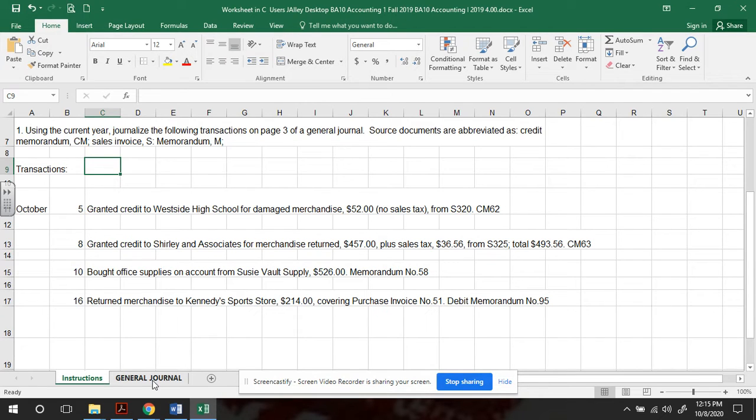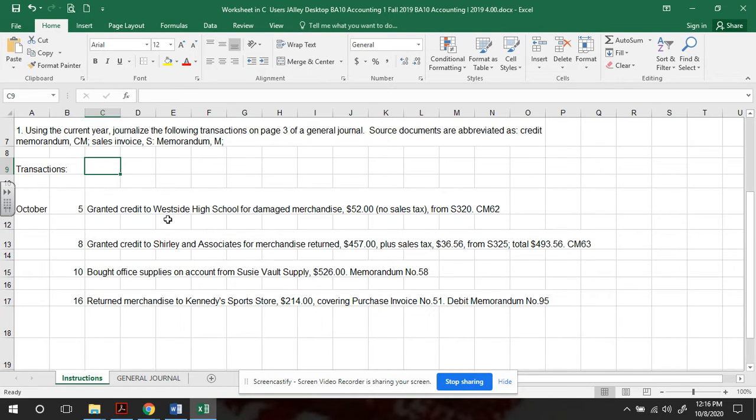You see at the bottom tab, we only have one journal this time, general journal, and we're going to journalize giving credit to customers once they have brought merchandise back to you for whatever reason. Like this first one on here is October 5th, granted credit to Westside High School for damaged merchandise. So their merchandise, once they got it and opened it up, was damaged. So they're returning it to us. We're going to put this back against their accounts receivable so they don't have to pay for this, in this case, $52.